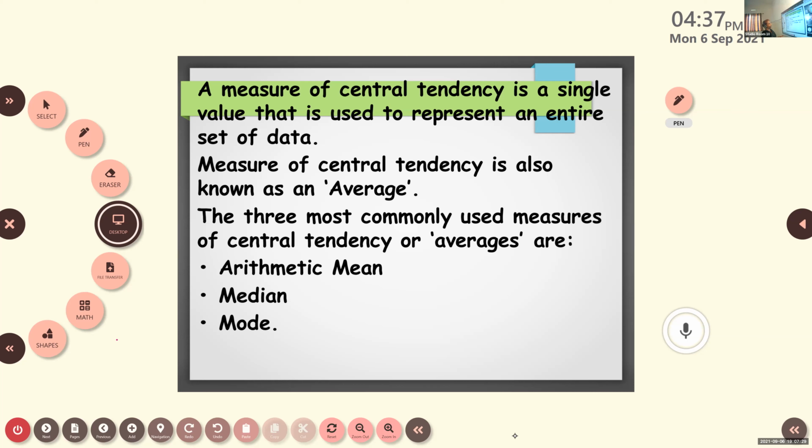So once more, for those who have joined late, measure of central tendency. This is a new chapter. We are going to take one single value, and that will be representing the entire data. It is also known as average. And there are three measures we have in this central tendency, or three types of averages we have. That is arithmetic mean, median, and mode.